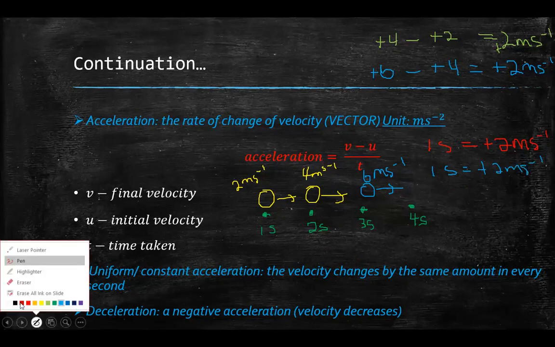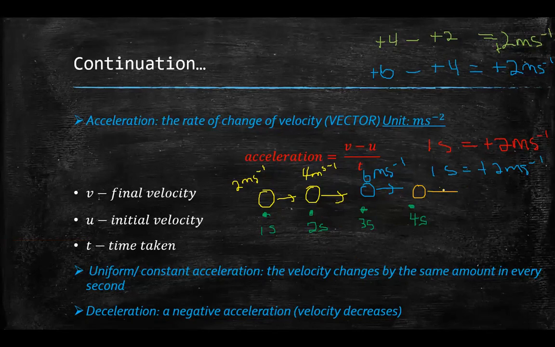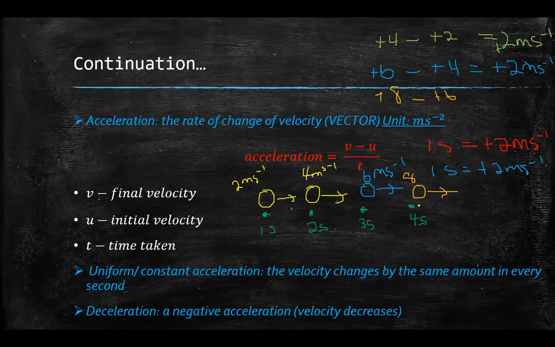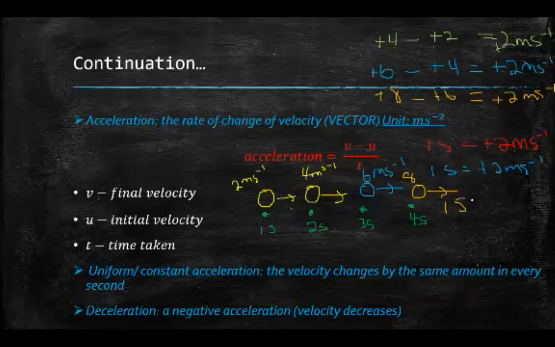Okay, let me do another one. Body still moving to the right, but now it's 8. And I think you would see where this is going. If I want to find a change in velocity, final velocity minus initial velocity, which is 6, because I'm trying to find the change in velocity between these 2 points here, is equal to 8 minus 6 is positive 2. So again, in 1 second, my change in velocity was positive 2 meters per second. See where this is going, right?